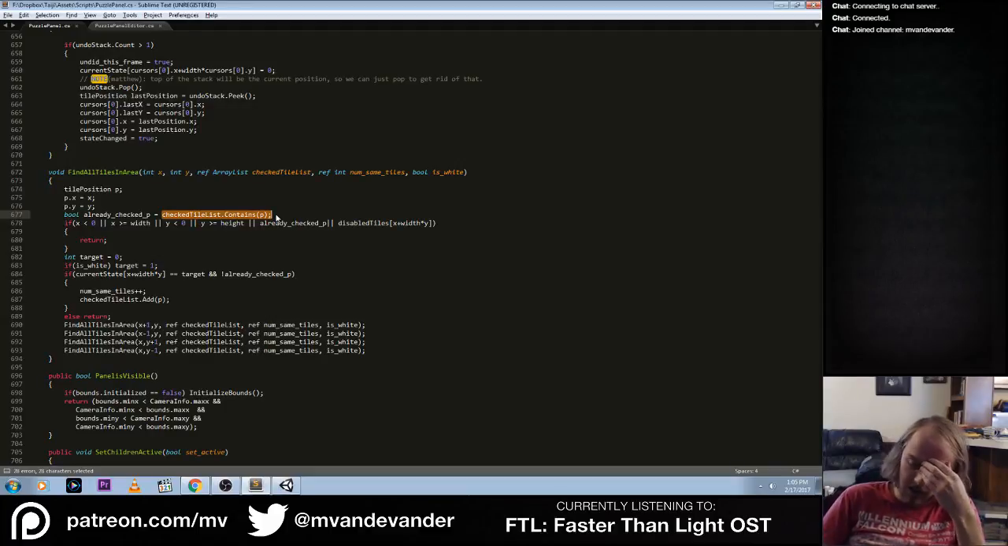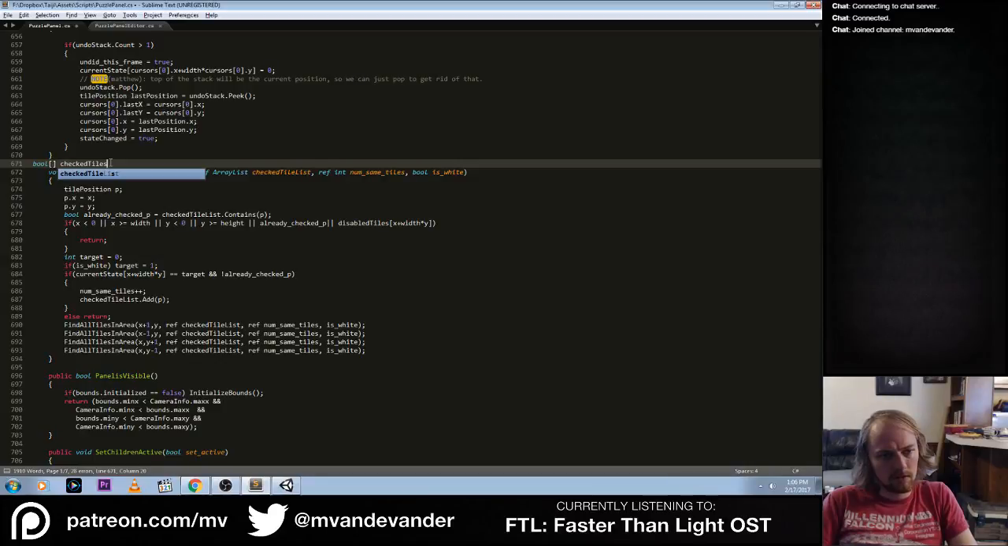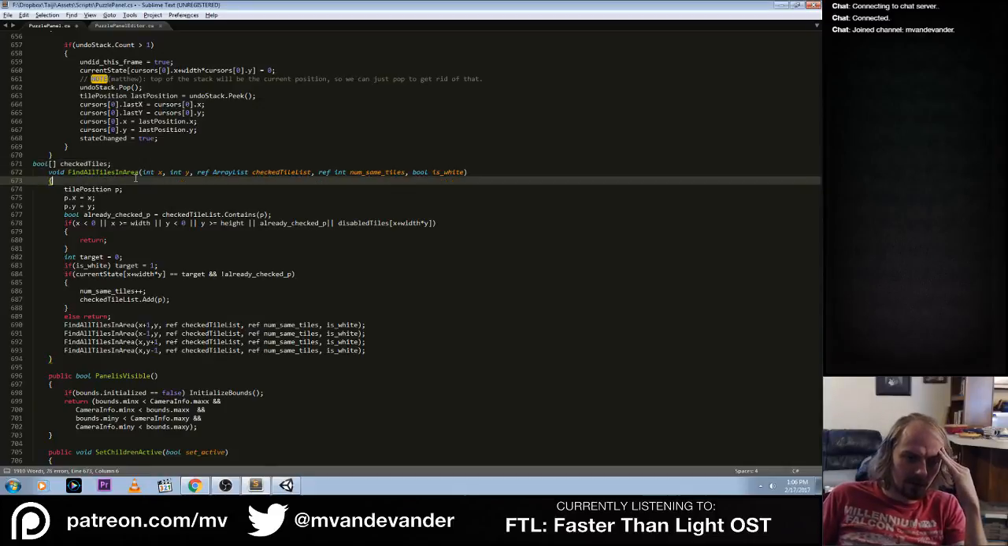I'm just trying to think of how to pass that through this stack in a better way. But it would avoid using an array list and just use an array, which would probably be much faster because I really don't actually need a dynamic thing. How do I do this? I mean, I can definitely do bool checked tiles that way, but I can't. It has to be newed somewhere.